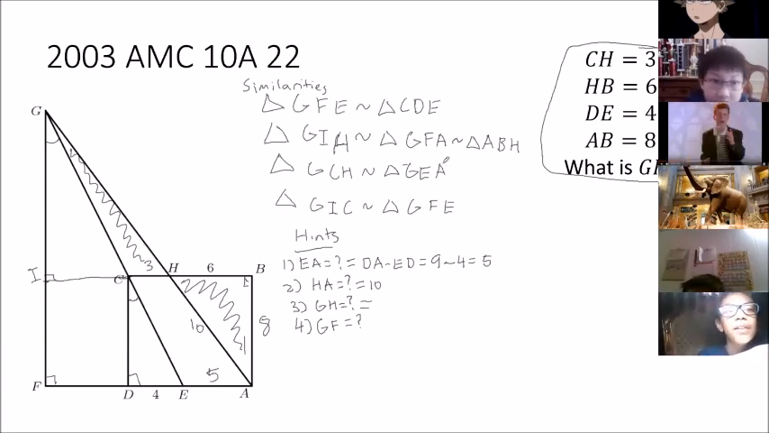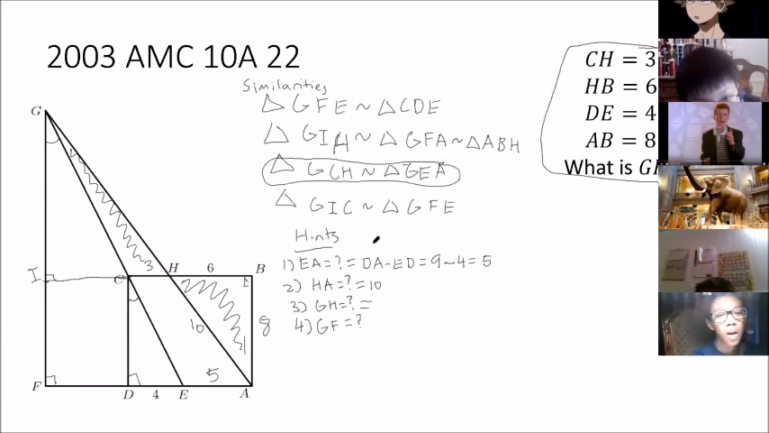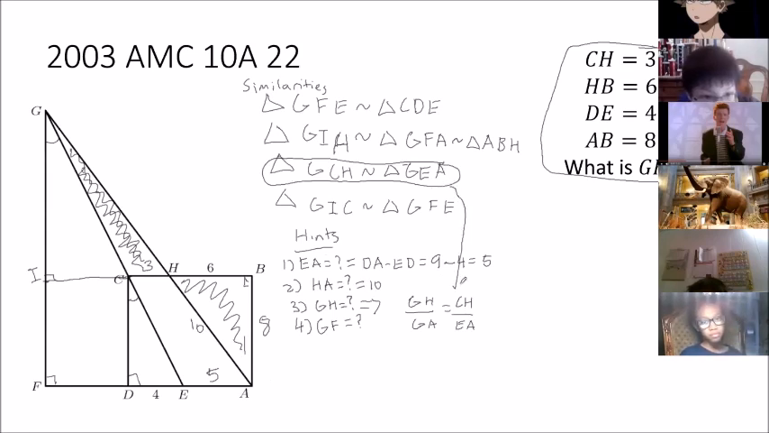Okay, to find GH, we're going to use the similarity right here between this small black triangle and you can extend it down further. So what that tells us is GH over GA is equal to CH over EA, from the similarity ratio of this similarity.